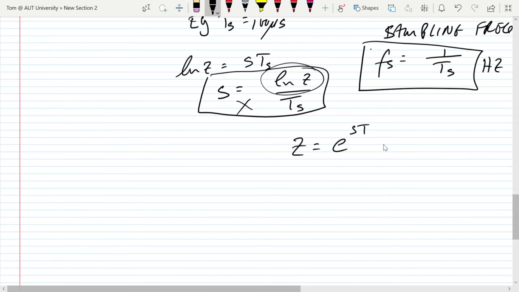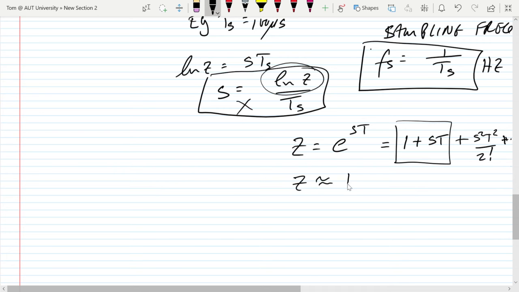What we could do is expand e to the ST, and if you know your Taylor series or Maclaurin series, you can show that that's equal to 1 plus ST plus S squared T squared over 2 factorial plus so on. And I'm only going to take the first term. So I'm going to say Z is approximately equal to 1 plus ST. Then I'll rearrange it and say that S is approximately equal to (Z minus 1) over T.